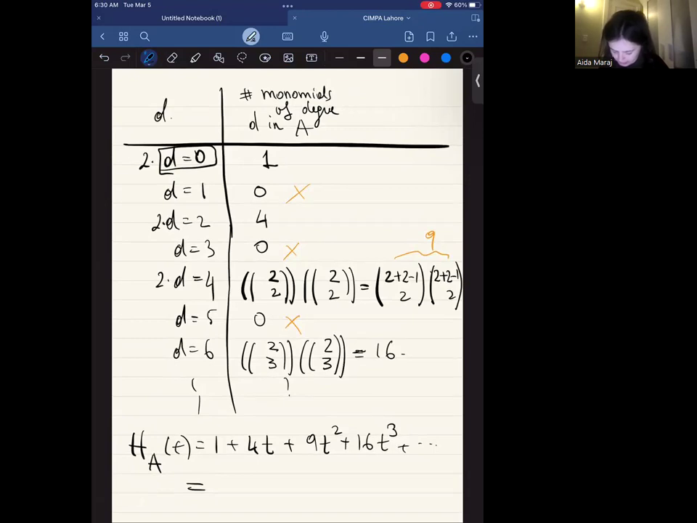Okay, and this is exactly 1 plus t over 1 minus t to the third. And this is also the Hilbert series of our R mod I that I mentioned.